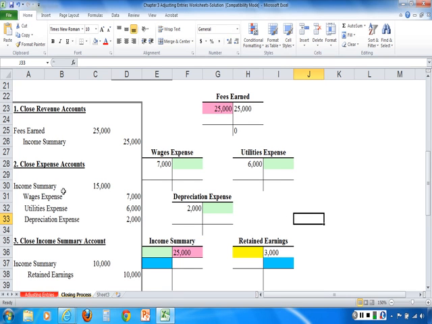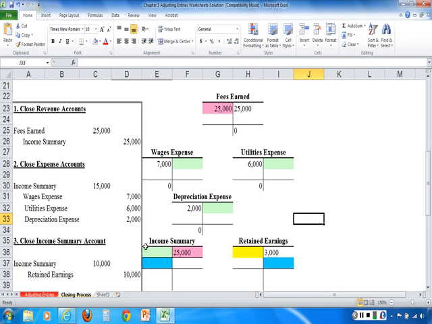In the next step, I have to close out my expense accounts, and I have 3 expense accounts to close out, and they have debit balances. And to close out these accounts with debit balances, my goal is to get them to have a zero balance, and so to accomplish that, I would need to credit these expense accounts and transfer their balance to the income summary account by debiting the income summary account.